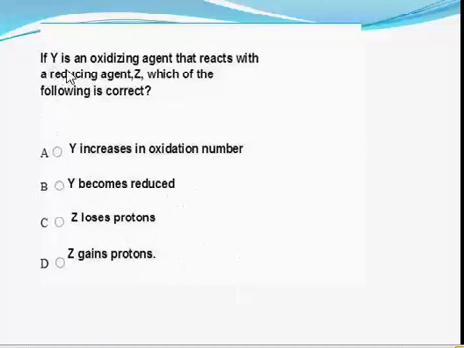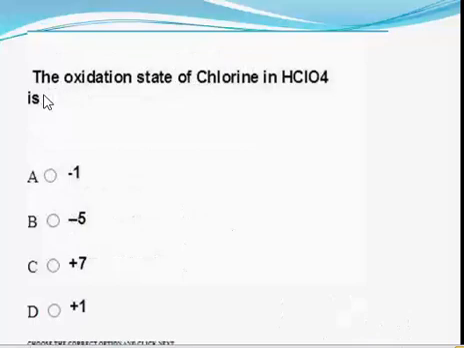Now, if Y is an oxidizing agent that reacts with a reducing agent Z, which of the following is correct? So Y is the oxidizing agent, right? So let's look at which of these is correct. Y increases its oxidation number? No. An oxidizing agent is always reduced. Y becomes reduced. Yes, B is the correct answer. So as simple as that.